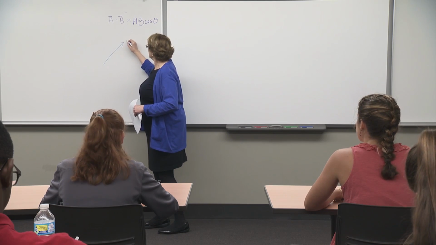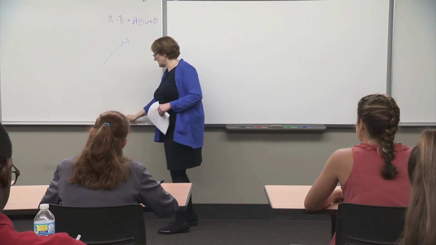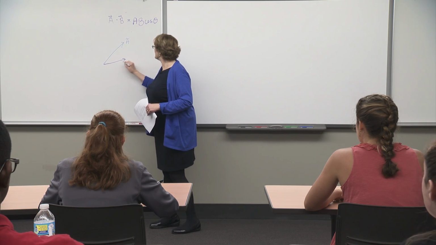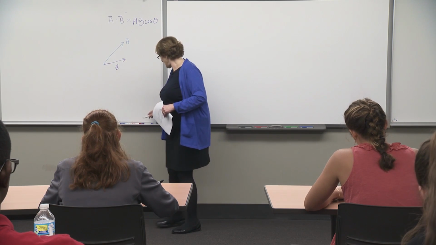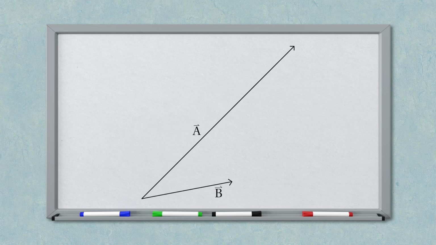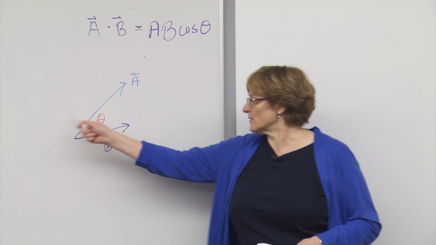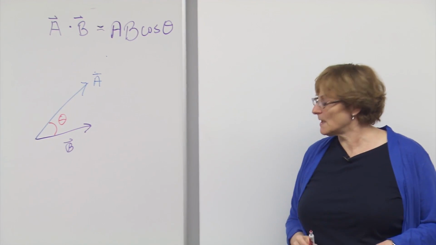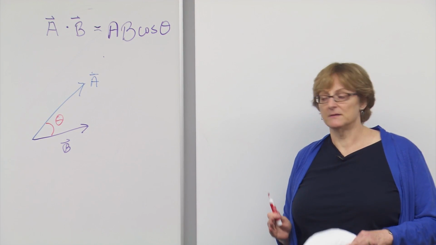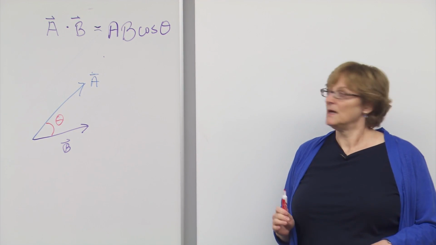Here's my vector A. Vector B, let's say, is this. And I've drawn them tail to tail because the angle between them is defined as this angle when you put them tail to tail. It's the smaller of the two possible angles, the other one being this large angle. So A dot B is equal to A times B times cosine theta.